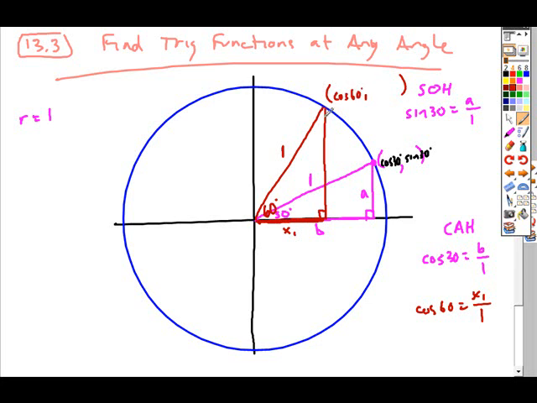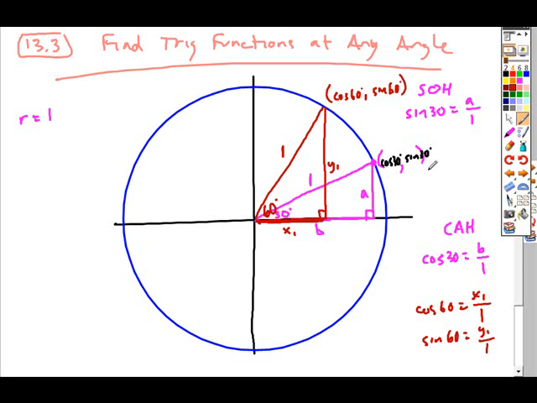How would we find this? I'll call it y sub 1. This y value is opposite over hypotenuse, so which ratio is it? Sine of 60 equals y sub 1 over 1, which means y sub 1 is sine of 60. Do you see a pattern already in just these two? The x and the y coordinates along this circle are always going to coincide with what? Yes, the cosine of the angle is your x coordinate, and the sine of the angle is your y coordinate.